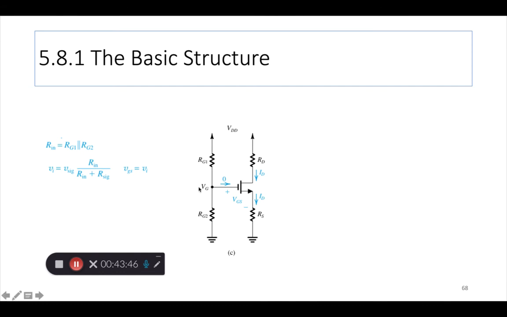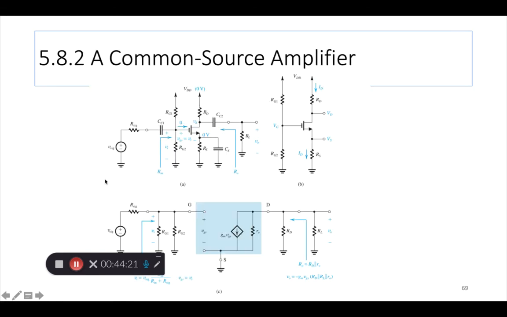All right, again the basic structure, if you're going to stick with this biasing, Rin is RG1 in parallel with RG2, and then VI. So the gate signal here at the gate, VGS, is VI. And what is VI? VI is V signal times Rin over Rin plus R signal, assuming there is a signal source here coming in through a coupling capacitor. So this Rin is nothing but the parallel combination, and that's how you proceed with the analysis.